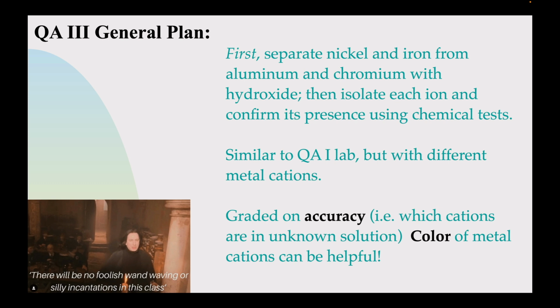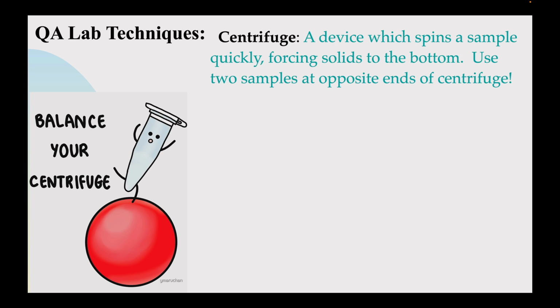The differences between QAII and QAIII, though, is that obviously you have different metal cations, so it's going to be different reactivities. Now, once again, you'll be graded on the accuracy, like which ones are inside. So there's a thing to circle yes or no. Pretty hard math there, i.e. no math. And also, just as an FYI, the color of the metal cations can be very helpful. And I'll talk about this here in just a little bit. Similar to QAII, there'll be some techniques which are also very useful.